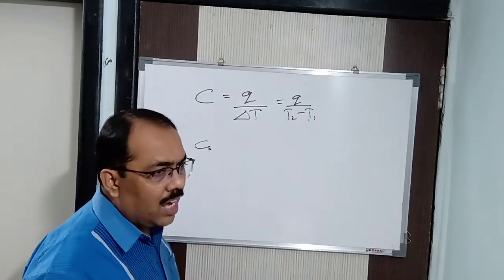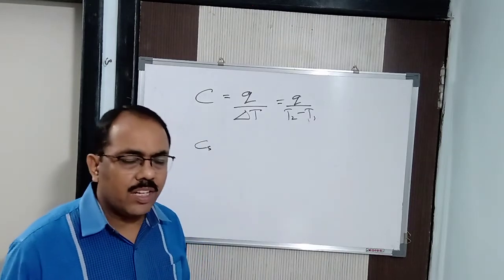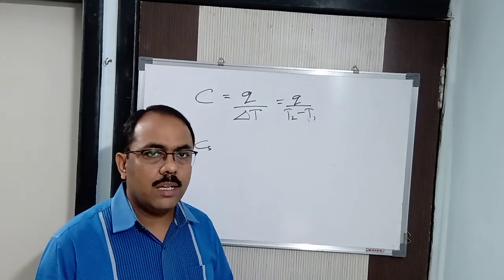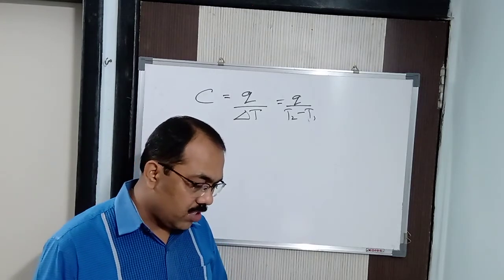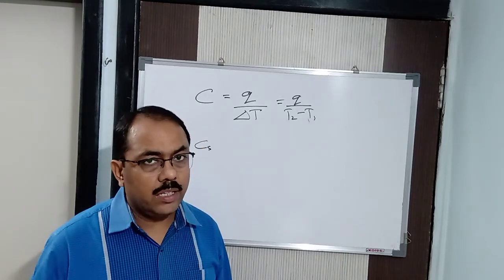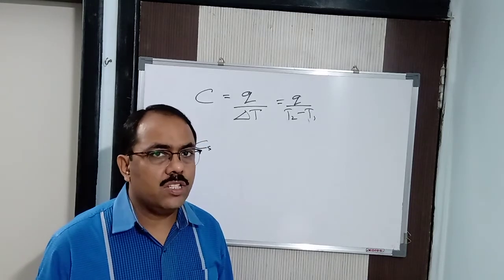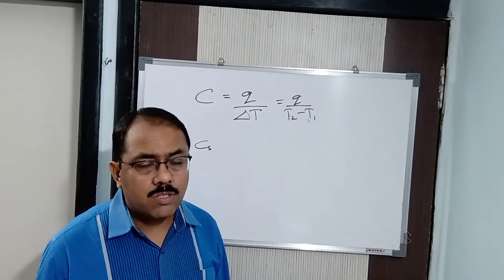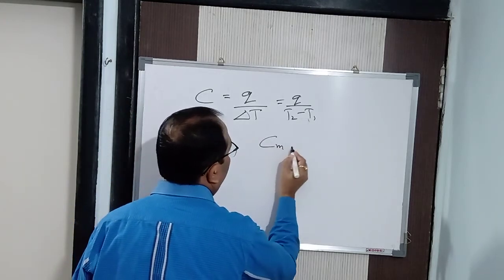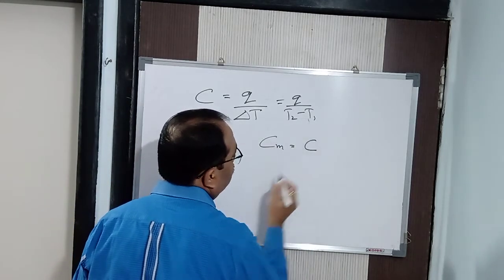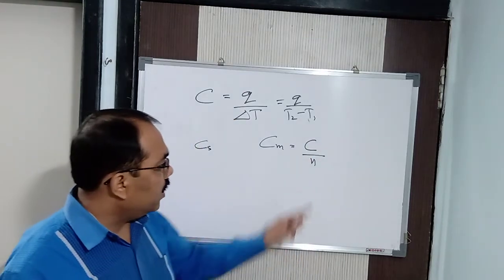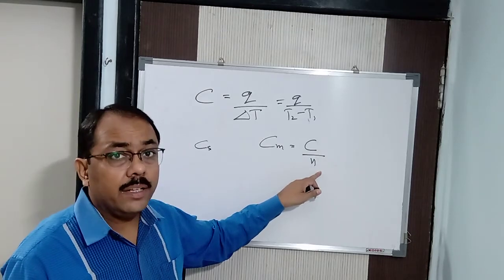Now, next is molar heat capacity. From the name itself, we can understand it. Molar heat capacity is defined as the amount of heat required to raise the temperature of 1 mole of a substance through 1 degree centigrade. It is denoted by Cm, where M stands for molar. So it is nothing but C by n, where n stands for the number of moles. That is, heat capacity divided by the number of moles gives you the molar heat capacity.